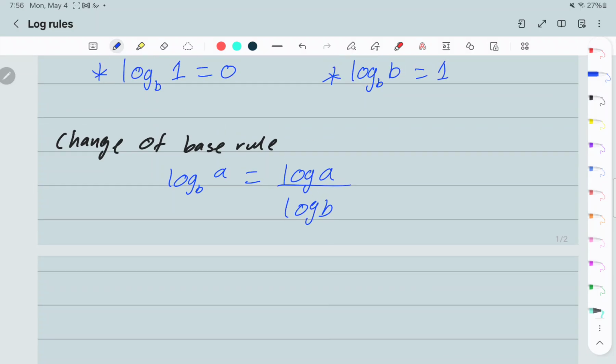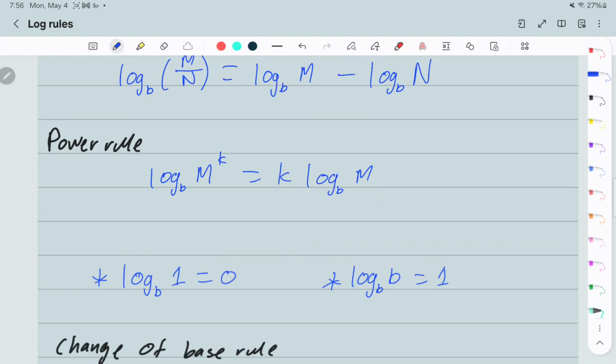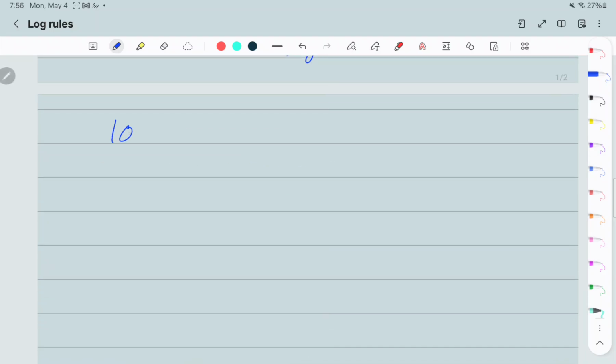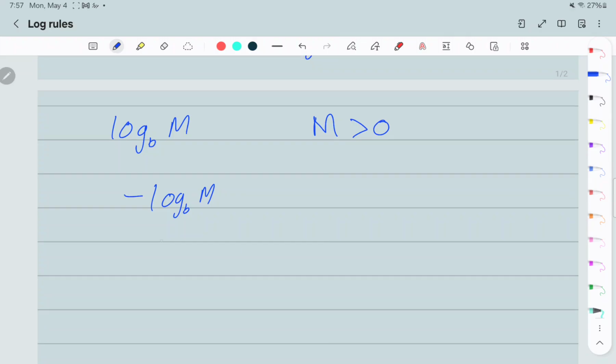Another thing to remember: if you have something like log base b of m, this m should always be positive, because there's no such thing as the log of a negative number. Just to be clear, log b of m to the power minus 1 is allowed, because the minus is not on m. It becomes log b of 1 over m. Still, m is not negative, so we need to make sure the argument never gets negative.